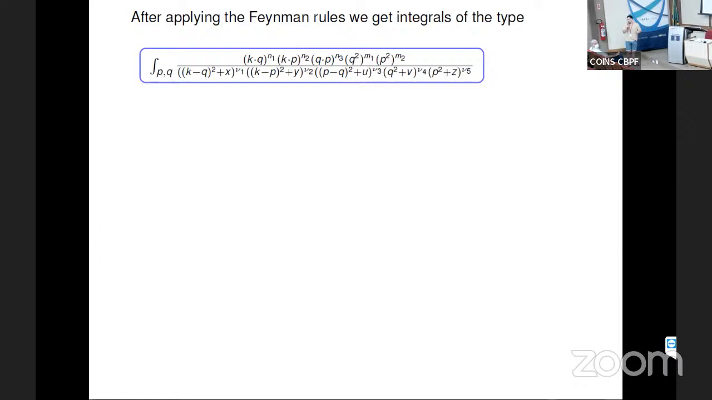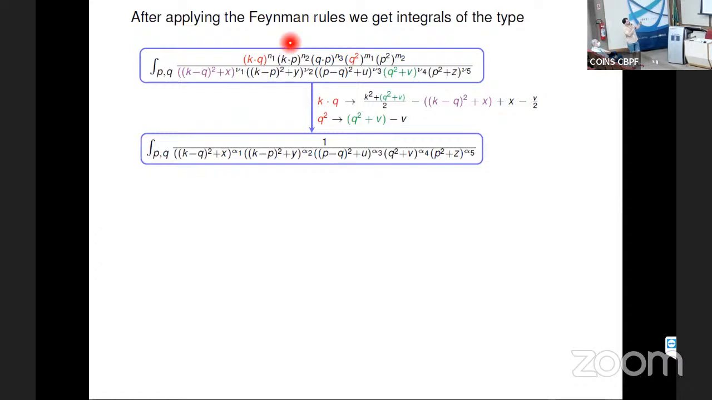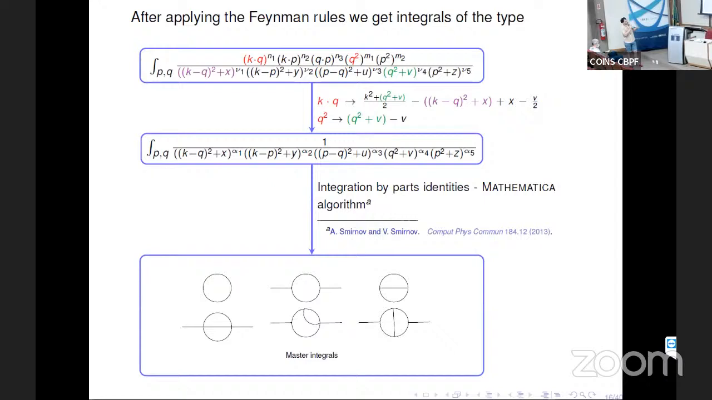The idea to simplify this is in the first place to rewrite the terms appearing here in the numerator in terms of the quantities appearing in the denominator. This is to say the propagators, right? So after we do this with all the terms appearing in the numerator, we obtain an integral like this, where alpha one, alpha two, etc., are arbitrary quantities, right? They are integers, but arbitrary. Finally, the idea is to reduce these integrals to a finite set of integrals called master integrals. These master integrals have these exponents alpha I equal to one or zero, right? And we did this via integration by parts identities algorithm, essentially in Mathematica.